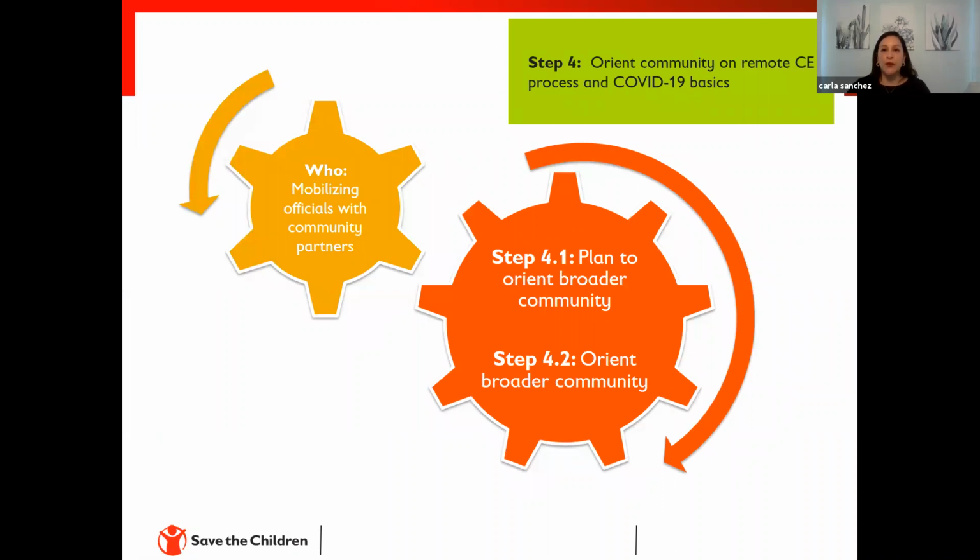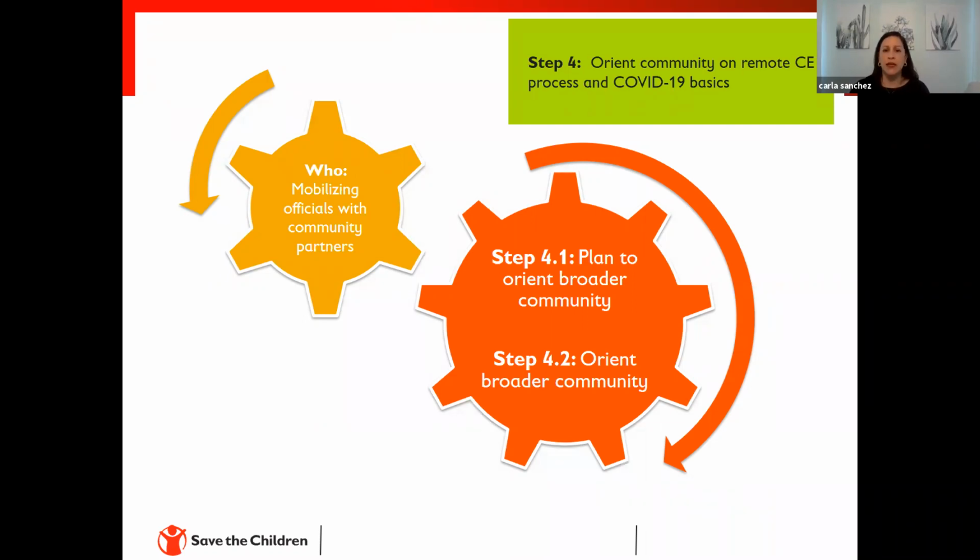Step 4 is now where we actually meet and orient the communities themselves. So you're orienting them on the remote community engagement process and also providing them with basic COVID-19 information. The first step, 4.1, would be to plan to orient the broader community. And this is an important step because you will probably have to hold a series of meetings with different community groups, depending on different groups' availability, their sources and access and the types of communication channels they use, and the scope, scale and size of the communities with which you'll be meeting.